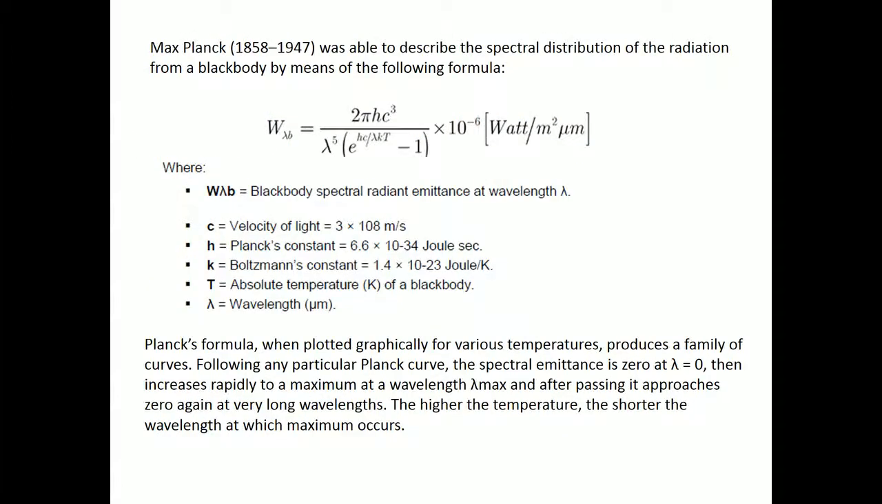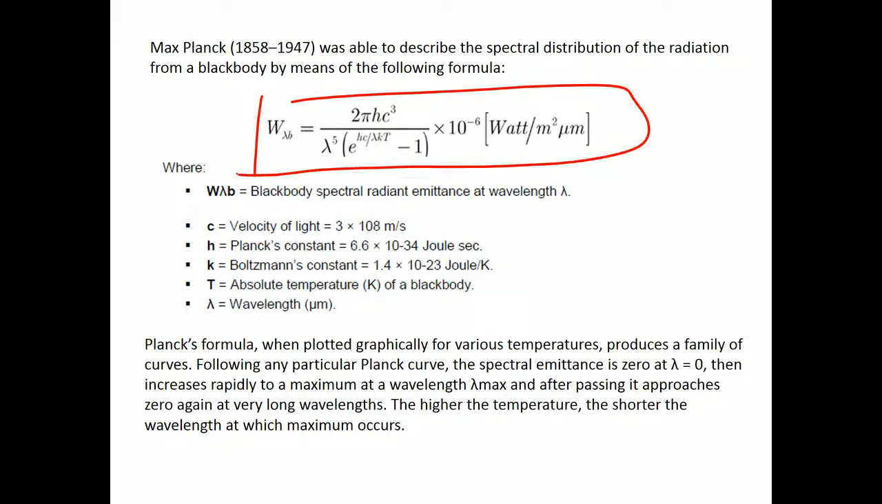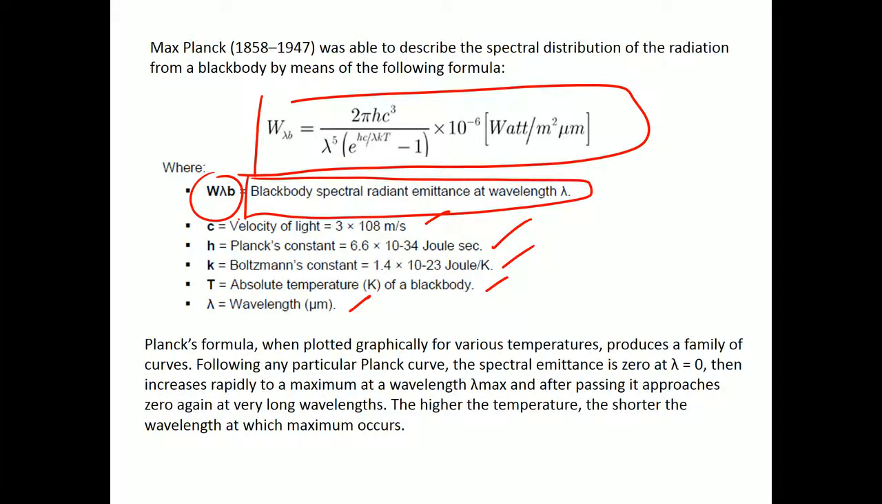Now, Max Planck, we all know, one of the founding fathers of quantum mechanics, was able to explain the spectral distribution of black body radiation by means of the following formula. h is the Planck's constant, k is the Boltzmann constant, T is the absolute temperature, lambda is the wavelength, c is the velocity of light. W lambda b is the black body spectral radiant emittance at wavelength lambda. You do not have to know a lot of radiation physics at this point, but you know that Planck was able to describe the spectral distribution of the radiation.